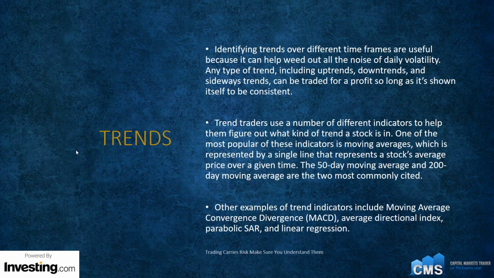Now, we start out with the first and most popular, and the most well-known, which is called trend. This is not a trend line. These are indicators that help predict what the trend is about to do. Identifying trends over different time frames is useful because it helps weed out the noise of daily volatility. Any type of trend, including uptrends, downtrends, and sideways trends, can be traded for a profit so long as it's shown itself to be consistent.